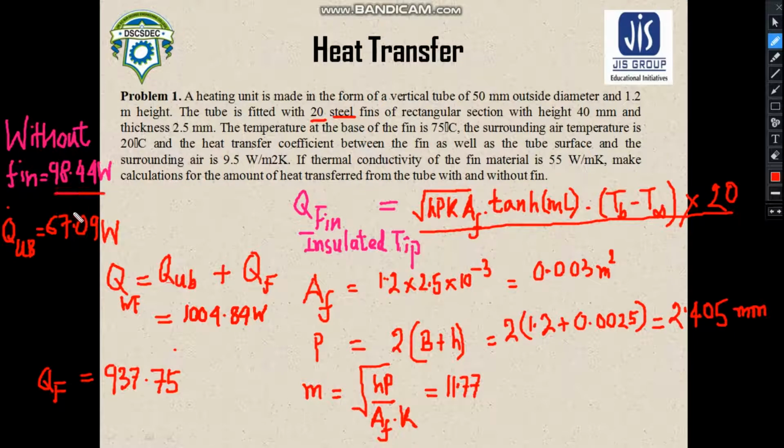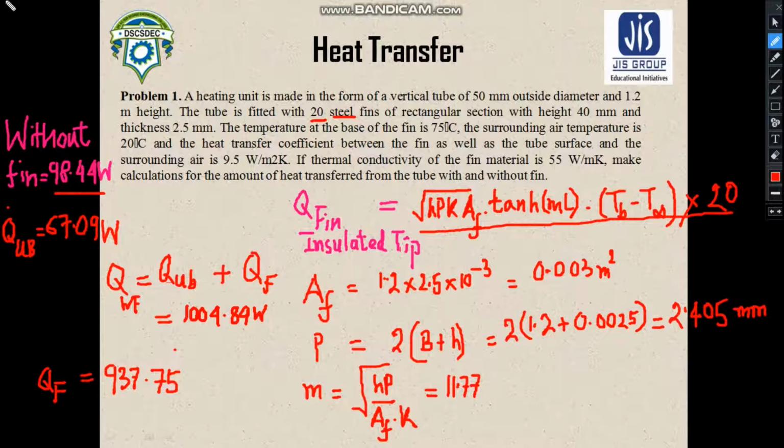Okay, so this is why fins are used practically to increase the heat transfer rate. And here for this practical problem, we can see that the heat transfer rate is increased by almost 10 to 11 times. So this is a huge increase. Okay, so with this understanding we will be moving on to another problem.